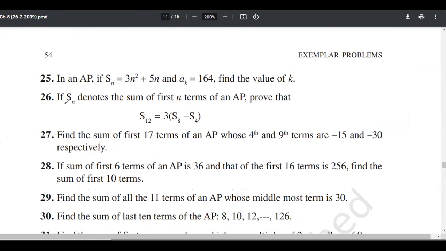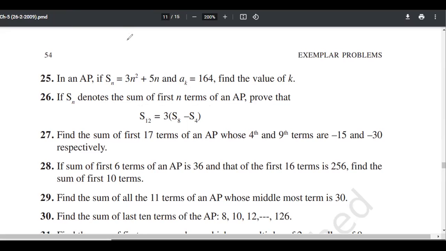Okay. So if S_n denotes the first n terms of an AP, then prove this: the sum of 12 terms is equal to 3 times the difference of the sum of 8 terms and the sum of 4 terms. In such types of questions, what you need to do is put the values in the formula and take the common terms, and after this you will get the right-hand side equal to the left-hand side. Okay, so how can you do this one?